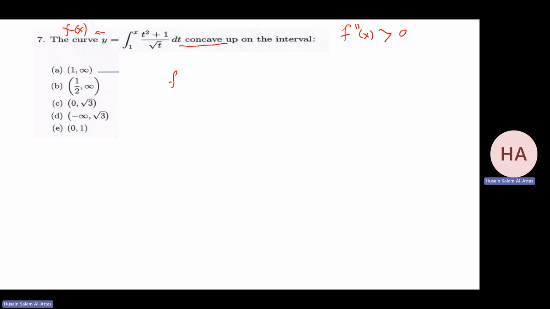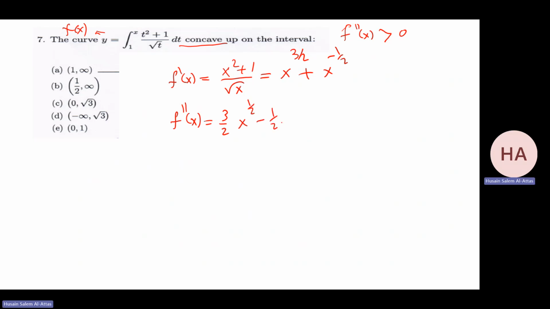So I need to find f prime. What will be f prime? Just find it using the fundamental theorem of calculus. I have x squared plus 1 over square root of x, in other words, x to the power 3 over 2 plus x to the power minus half. But I'm looking for f double prime, which means I need to differentiate this. F double prime would be 3 over 2 x to the half, minus half x to the minus 3 over 2.